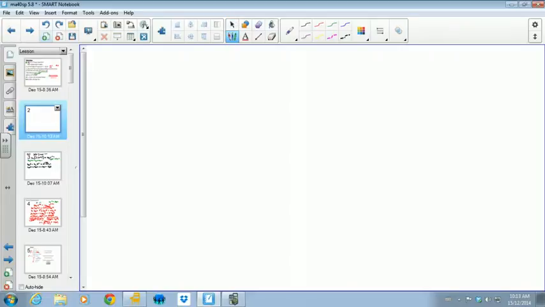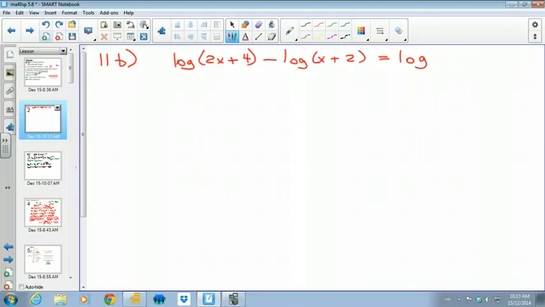Solve the equation. 11B says log base 10 of 2x plus 4 minus log base 10 of x plus 2 equals log base 10 of x plus 1. A few different ways we could do this. What did you guys do?